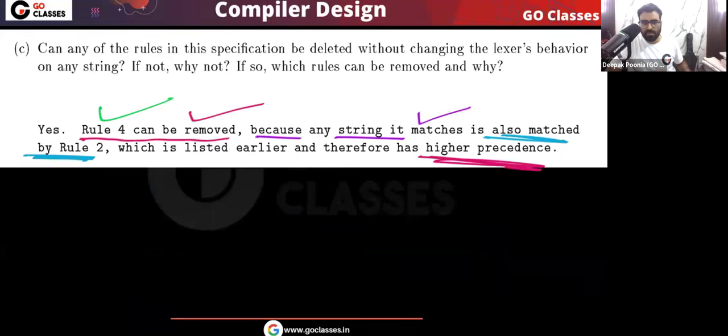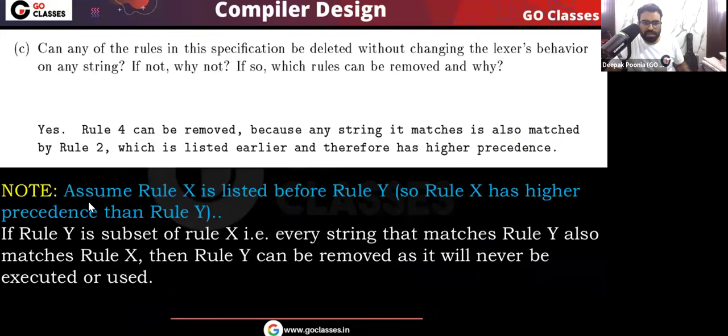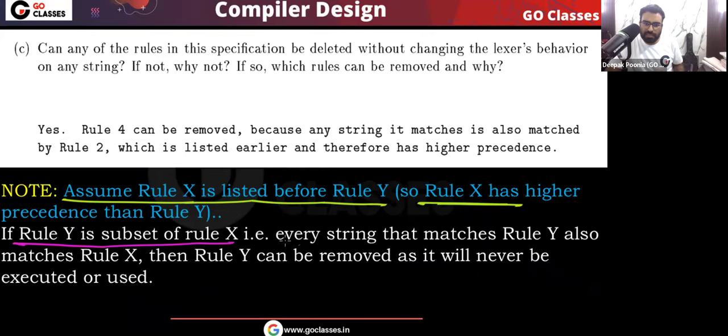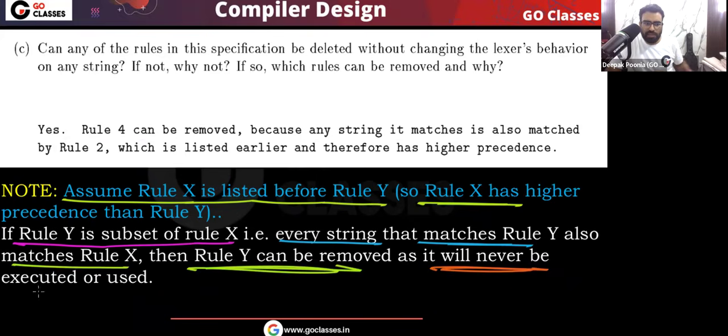So you can read this here, that assume rule X is listed before rule Y, so rule X has higher precedence, higher priority than rule Y. If rule Y is subset of rule X, then it means that every string that can possibly match Y will also match X. And so in this situation we can remove rule Y because it will never be executed, or I can say it will never be used. That's it.